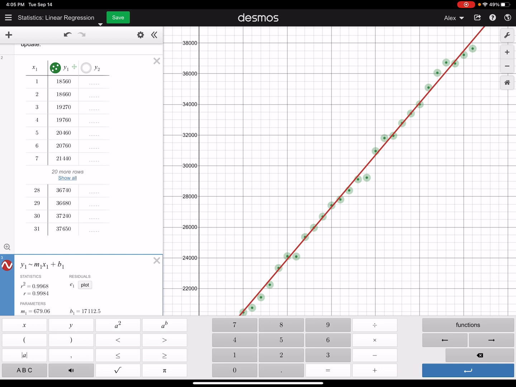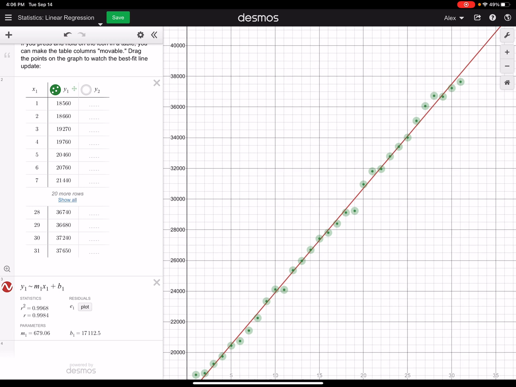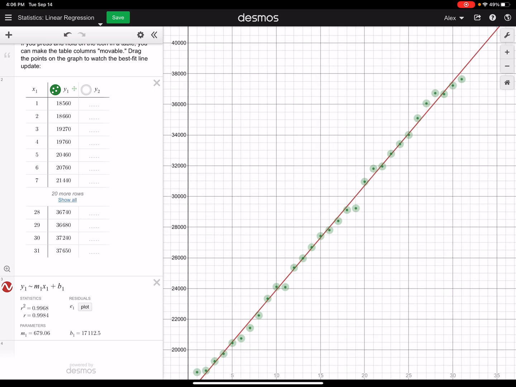I'm not sure I needed the subscripts for m and b, but may as well. So what this says is that there appears to be a nice linear trend. This is the best fit line to the points.